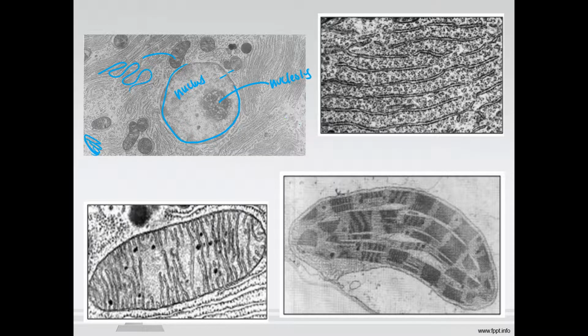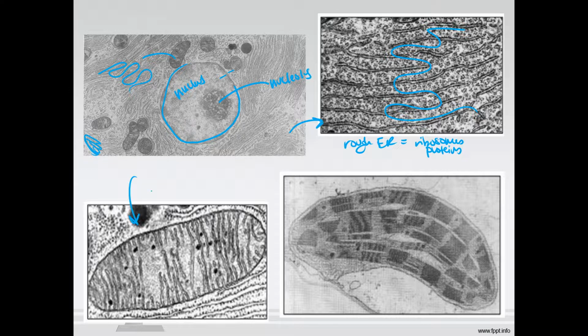All right. Speaking of ER, that's exactly what we've got here. Lots of rough ER. Rough ER has ribosomes stuck to it. These ribosomes are going to make proteins. Those proteins are going to be transported through the ER to wherever they need to go. Often it's going to be the Golgi.